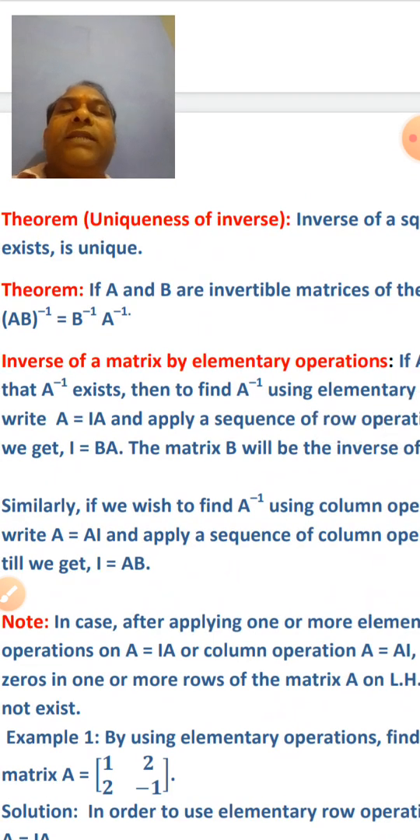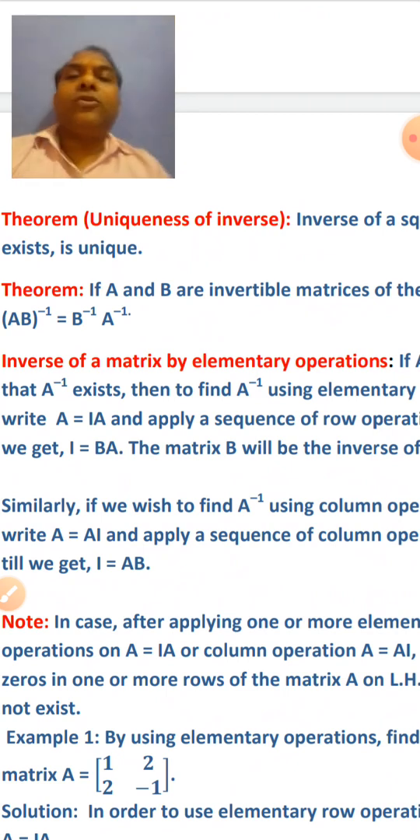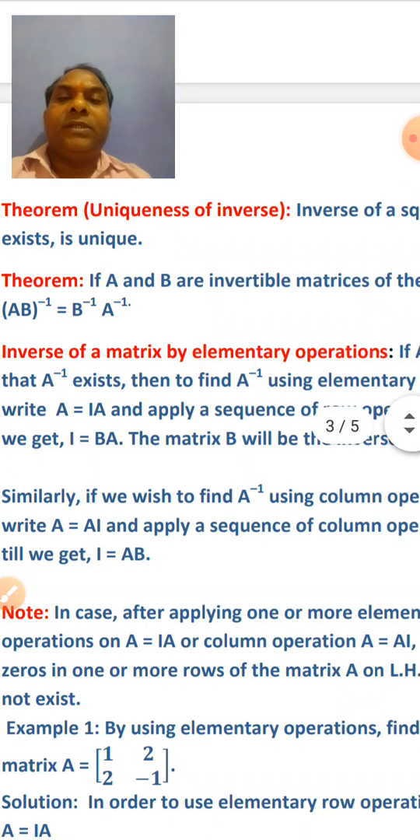So, by elementary operations, we can find the inverse of a matrix. There are two methods to find the inverse of a matrix by using elementary operations. First, by using row elementary operation. In case of row elementary operation, you have to operate rows only. Clear? And the second method is column elementary operation. In case of column elementary operation, you have to operate columns only. Clear?